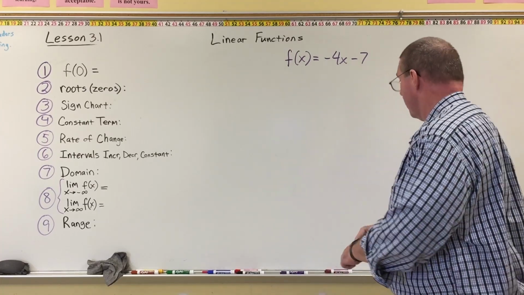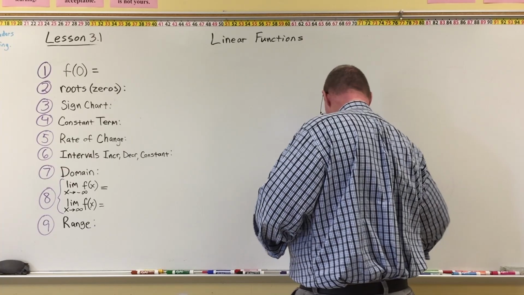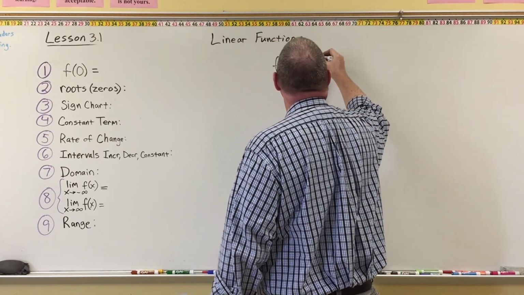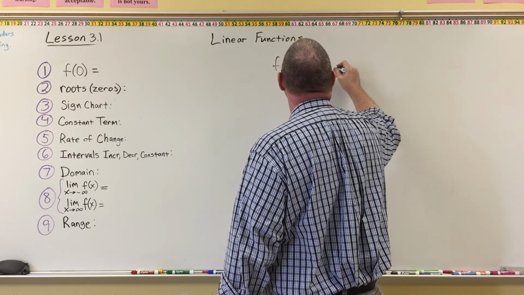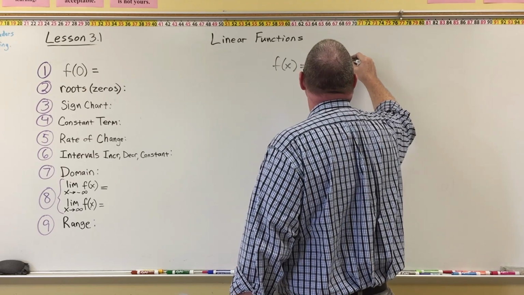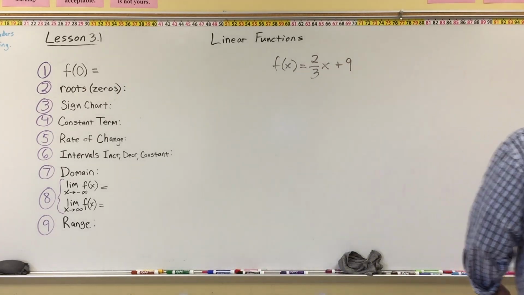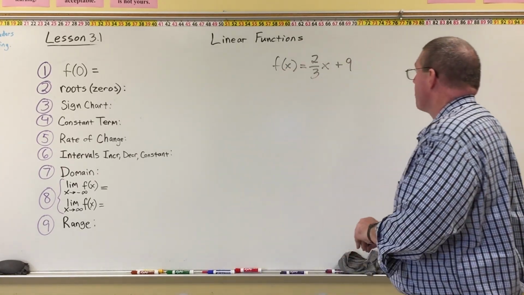All right, let's say that f of x equals 2/3 x plus 9, okay? 2/3 x plus 9. I actually don't like this marker. I'm going to get rid of that. Use this one. 2/3 x plus 9.